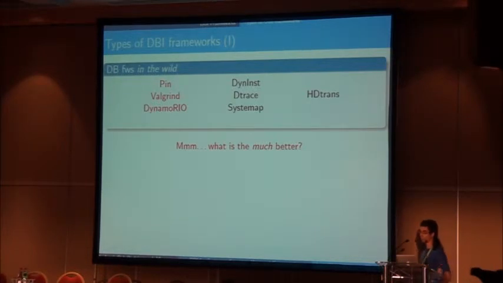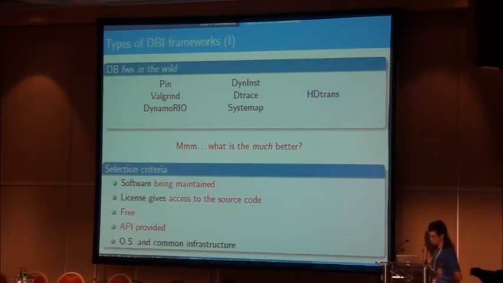This is the question that we have tried to answer in this research. So let me comment on the selection criteria, why we have selected these. Indeed, we have followed these criteria: mainly that the software is being maintained, that the license gives access to the source code, that it's free for use, that there is some kind of API to be able to develop a DBA dynamic binary analysis tool, and we have also looked for operative system and common infrastructure in order to be able to compare.